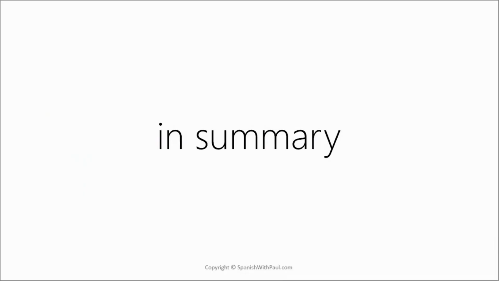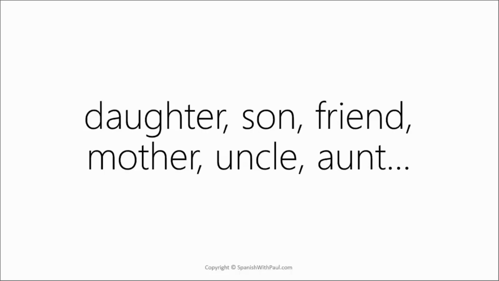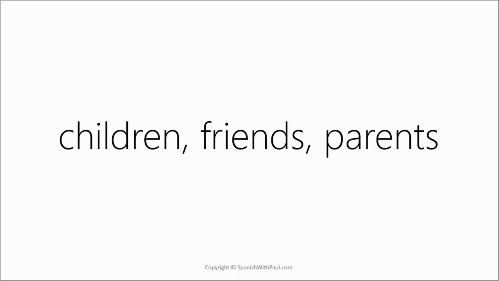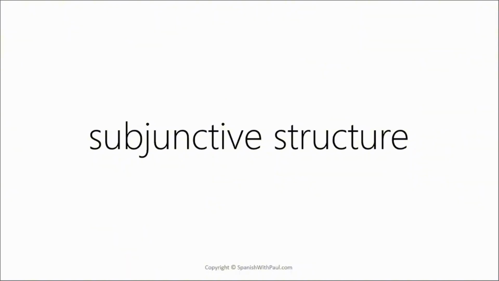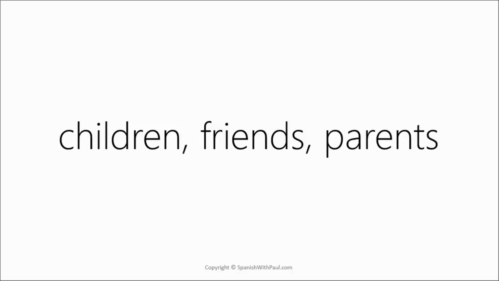So, in summary, so far in our sentence structure with the subjunctive, we've been concentrating mostly on using you, him, her, them, and so forth. But as you've seen in this video, you can also use it with specific people, like daughter, son, friend, mother, uncle, aunt, and also plurals, such as children, friends, parents. The thing to hold on to is that the structure does not change. You're simply replacing these pronouns with specific people or specific groups. Everything else remains the same.